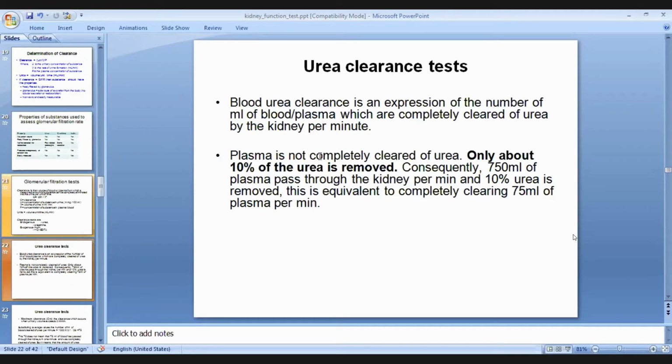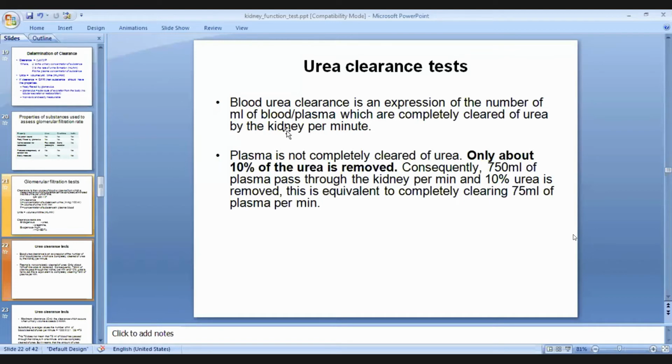So plasma is not completely cleared of urea. Only 10% of urea is removed once it is in the glomerular filtration. Consequently, 750 ml of plasma passes through the kidney per minute, and 10% of urea is removed. This is equivalent to clearing 75 ml of plasma per minute. Okay.